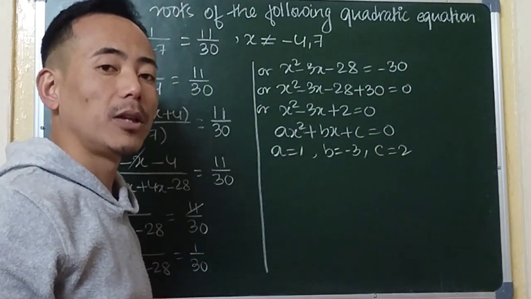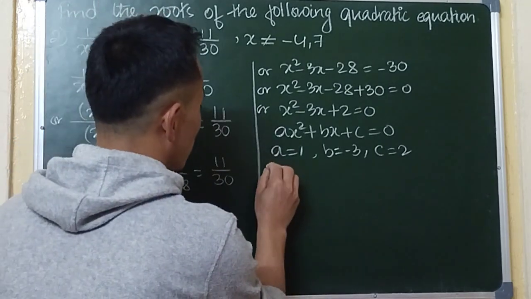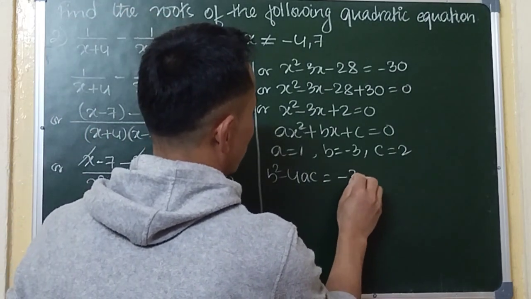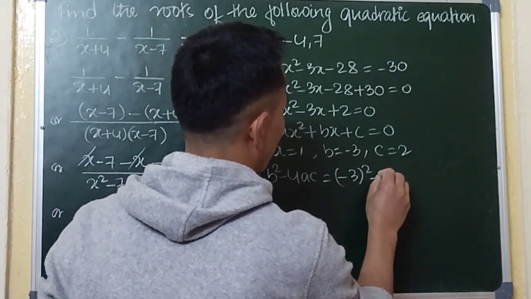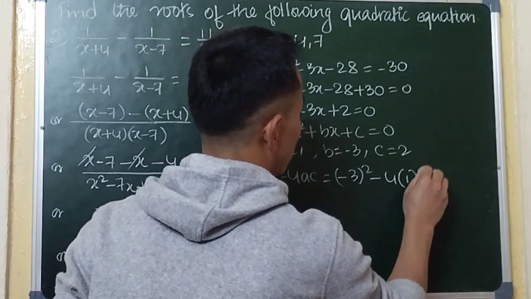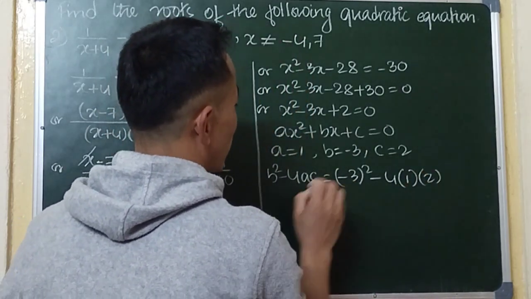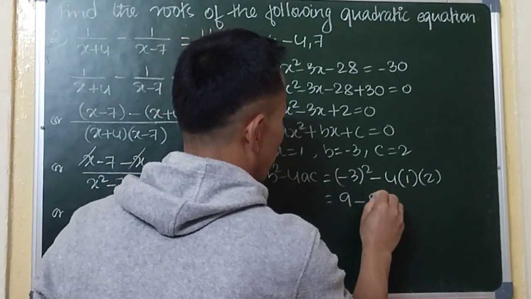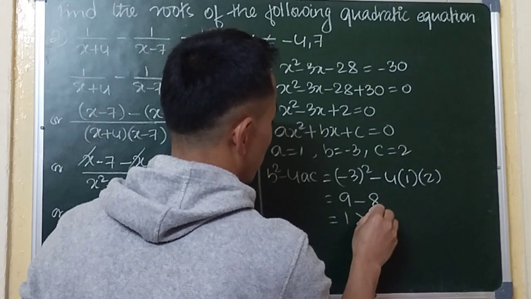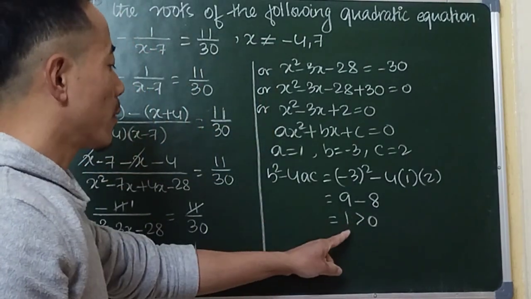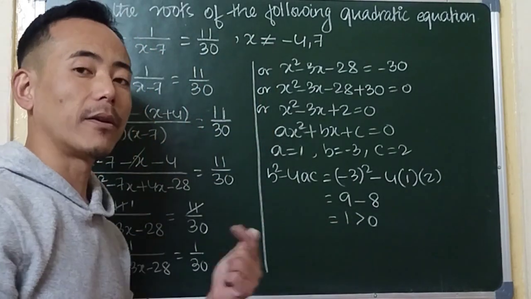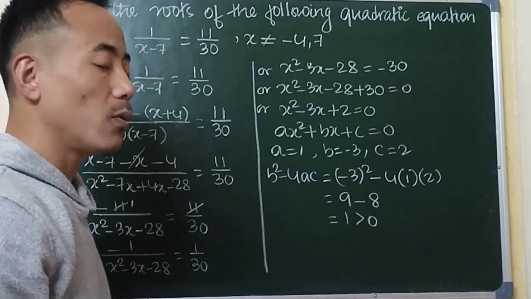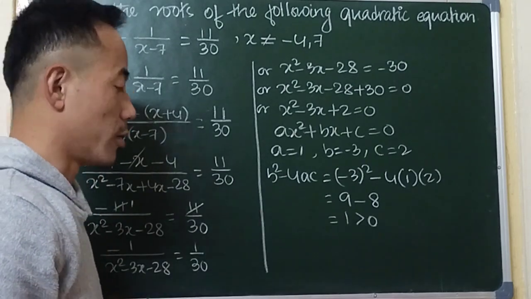Now what is the next step? You will see the discriminant. So now b square minus 4ac, which is called the discriminant. So minus 3 whole square, the value of b, minus 4, a is 1 and c is 2. So minus square becomes plus, 3 square is 9, minus 4 into 1 is 4, into 2 is 8. That means you are getting 1 which is greater than 0. So the value of discriminant is greater than 0, which means that this equation will have two distinct roots. So now we will find the distinct roots for this equation.